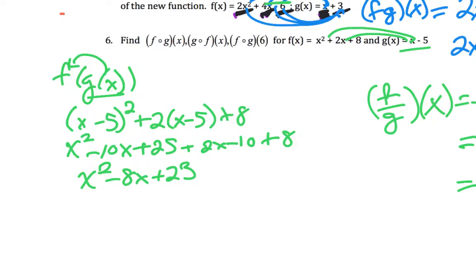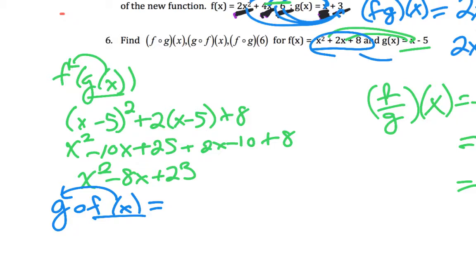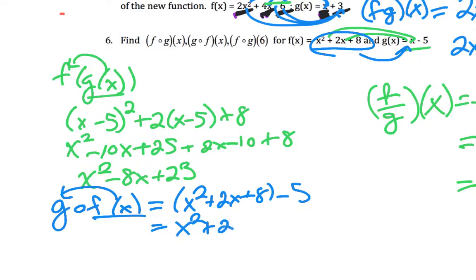Now let's go find g of f of x. So I need to take the f of x and plug it into the g, anywhere I see an x. So this is going to be an x squared plus 2x plus 8 minus 5, which gives me an x squared plus 2x plus 3.